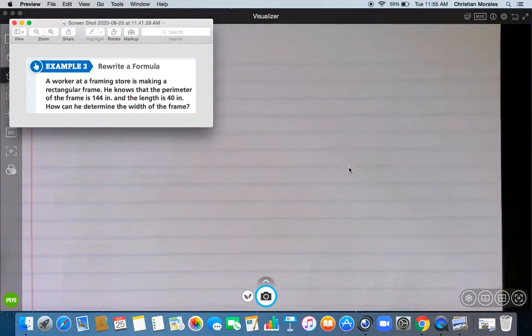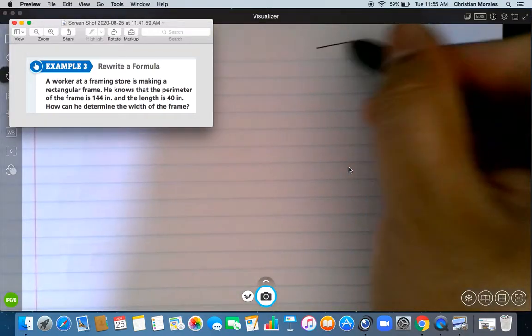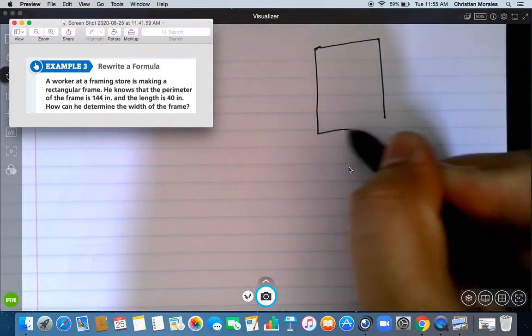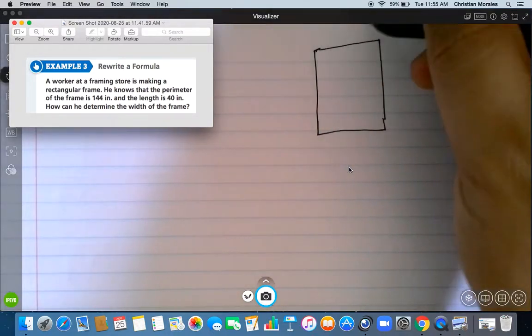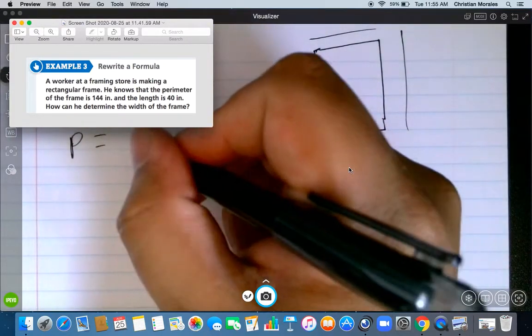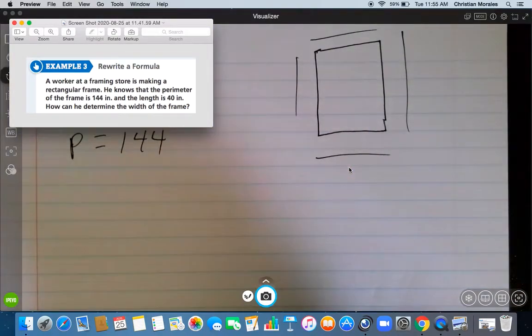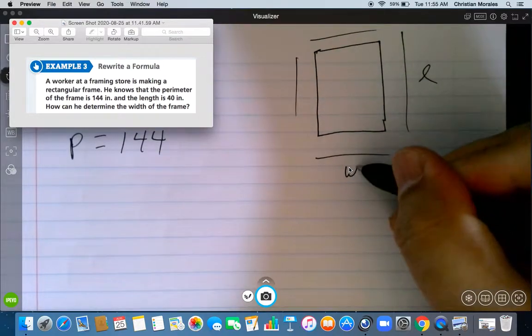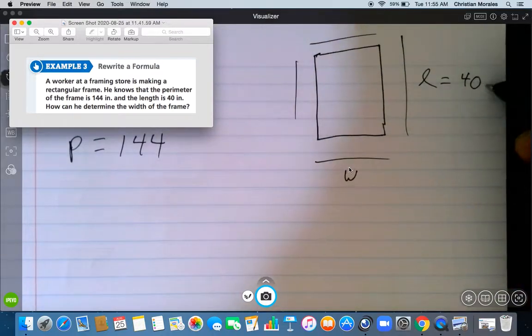Okay, number 3. A worker at a framing store is making a rectangular frame. Okay, let me draw this. So there's a rectangular frame. He knows the perimeter is 144 inches. So the entire distance around, this way, this way, this way, and this way, the perimeter is 144. The length is 40 inches. So length and width, the length is 40 inches.